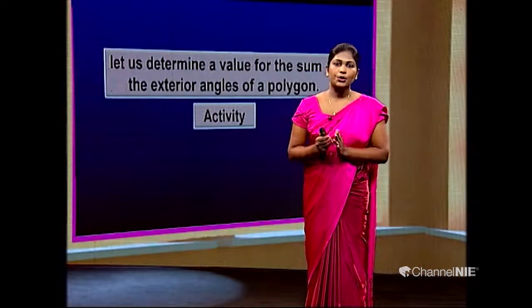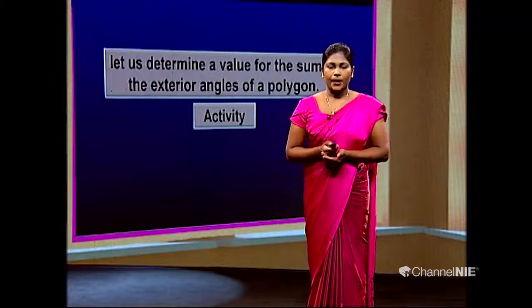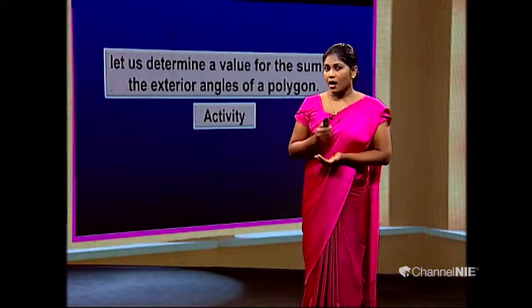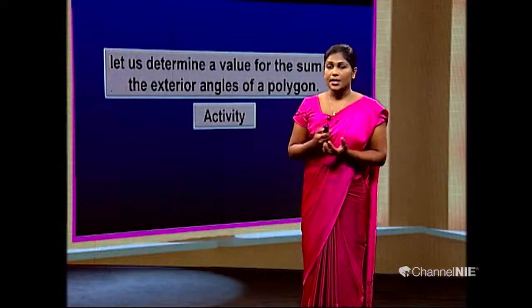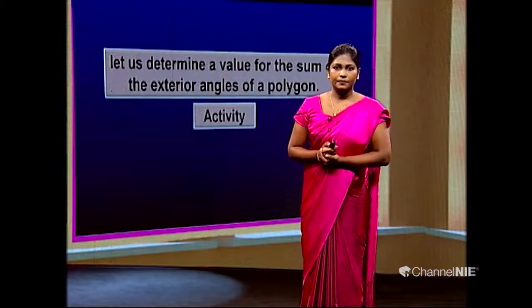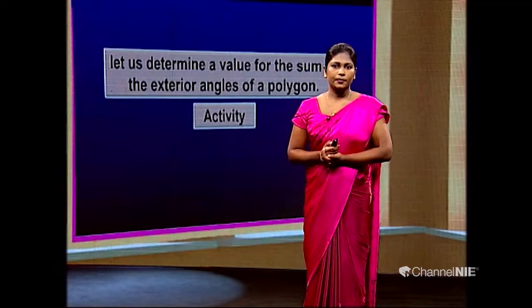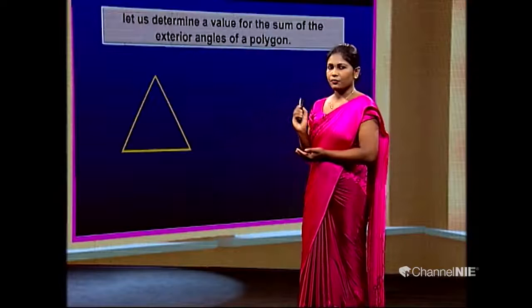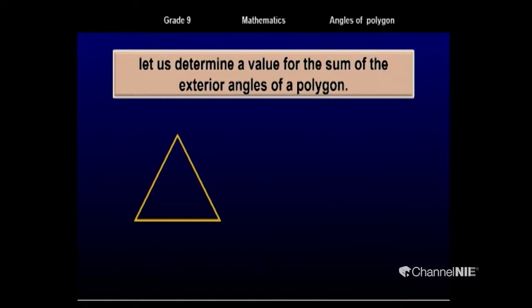Now we are going to do an activity. I hope you are ready. Take a piece of paper and scissors also. Okay, children. First, you have to draw a triangle. There is a triangle. Draw any triangle as you wish. Then produce those lines and draw the exterior angles. Now you can color these angles using color pencils.